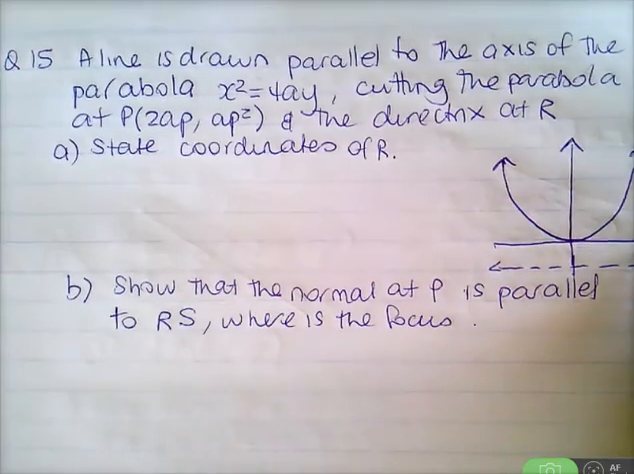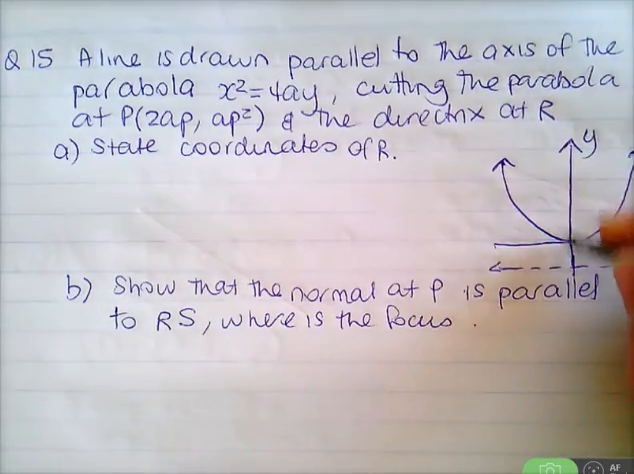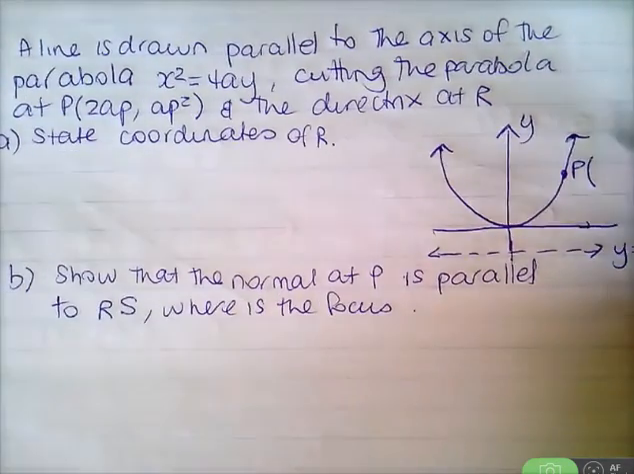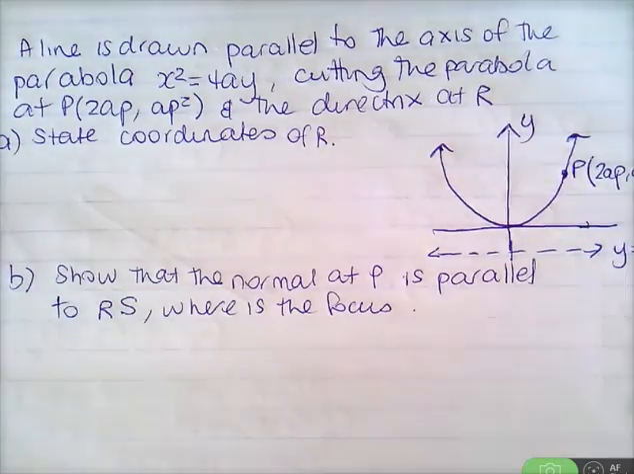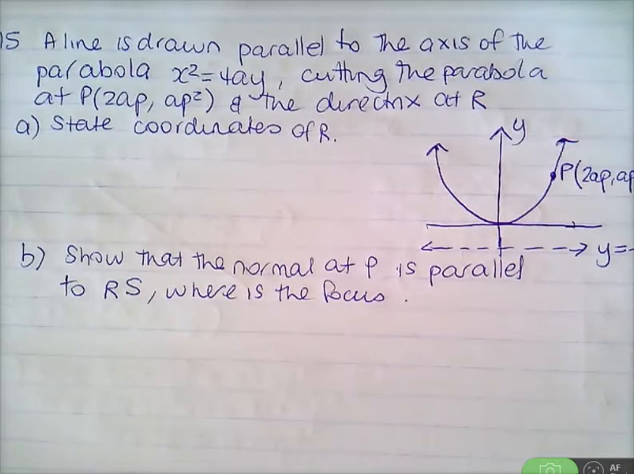It's drawn parallel to the axis of the parabola. So the line's going, this is the axis. The line cuts the parabola at P, which is (2ap, ap squared). Now, how do I draw this line, girls? A line is drawn parallel to the axis of the parabola. Does this line go across or up and down?